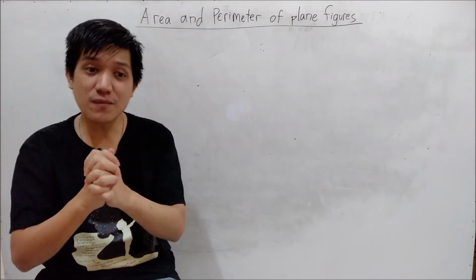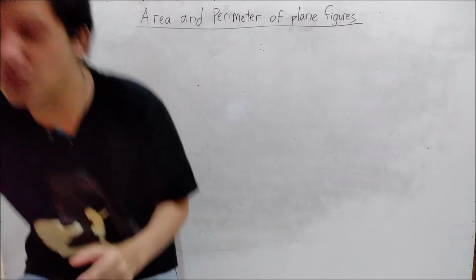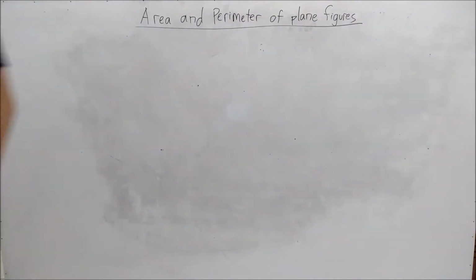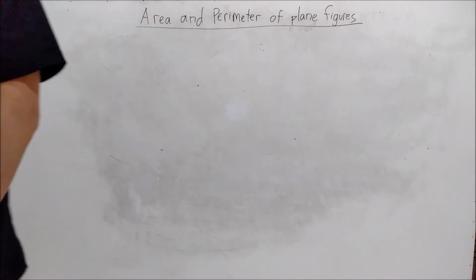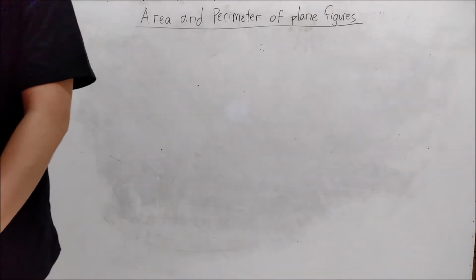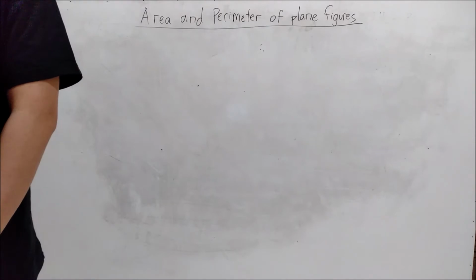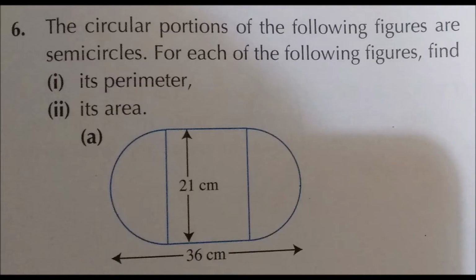So let's start by seeing our first question, which is in number 6. The circular portions of the following figures are semicircles. For each of the following figures, find 1. its perimeter, 2. its area. Well, we are going to discuss number 6.